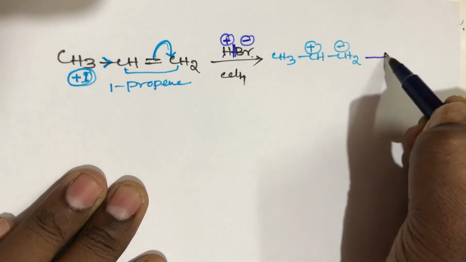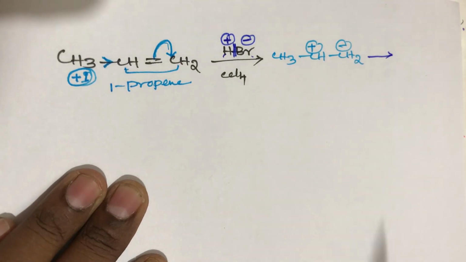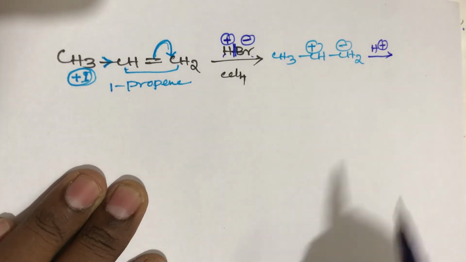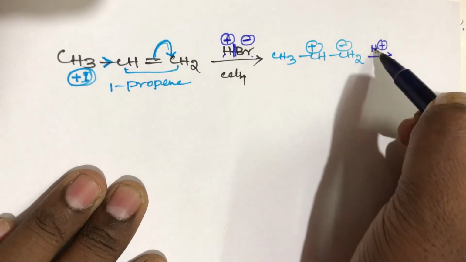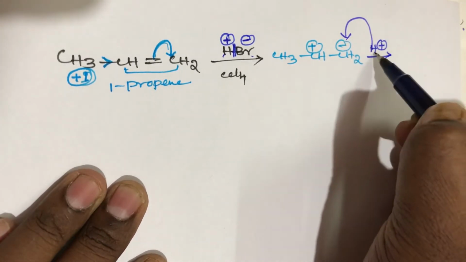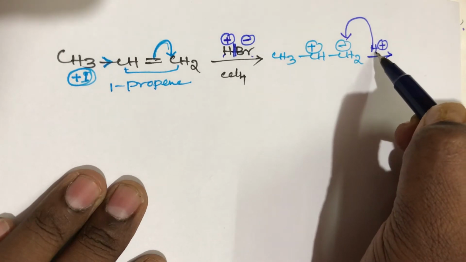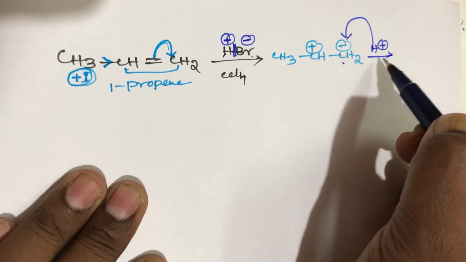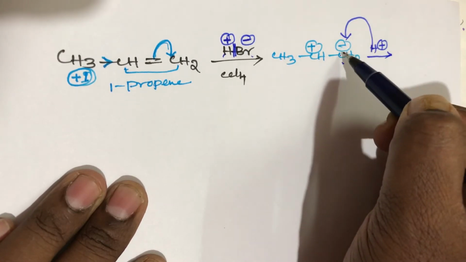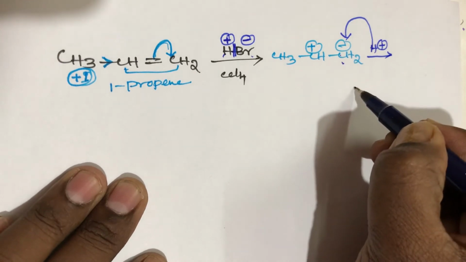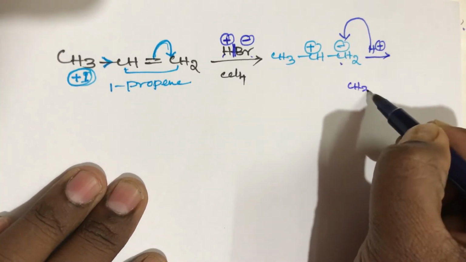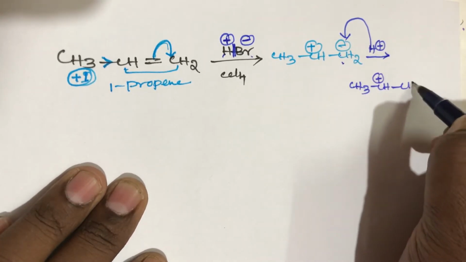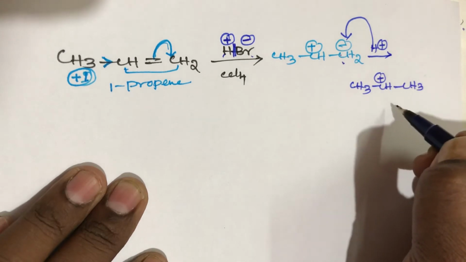In the first step, the first attacker is the electrophile. Electrophile means H plus. This H plus, the positive species, will always attack the negative charge side, that is CH2 minus. So, what is the intermediate product? CH3 CH plus then CH2 minus is converted to CH3 CH plus CH3. An intermediate carbocation is formed.